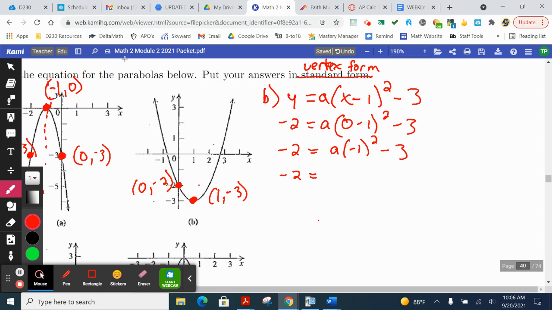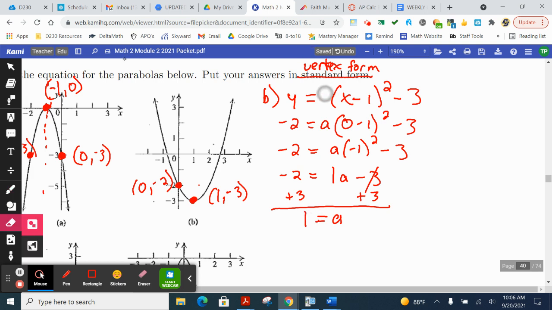When I actually go through and square the -1, it's just a +1. Everything else stays the same. And then to solve that for a, you're going to add 3 to both sides. And a is a 1. So that's a nice one.